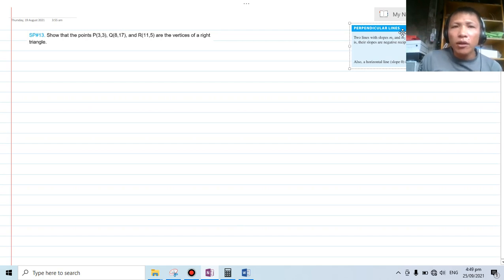Talking about perpendicular lines, I'll make three solutions for this one. One is using perpendicular lines. The second one, the way I analyze it, I can show you a solution using the Pythagorean theorem, because a right triangle has a squared plus b squared equal to c squared. So the three points, we take the distances.